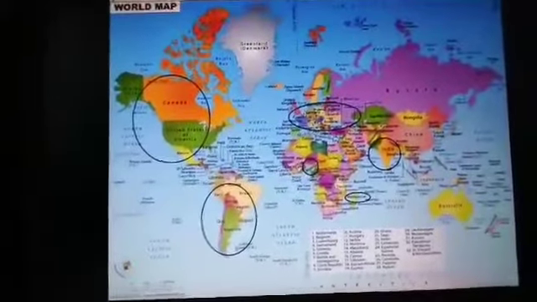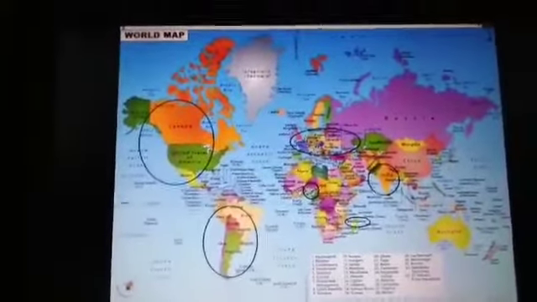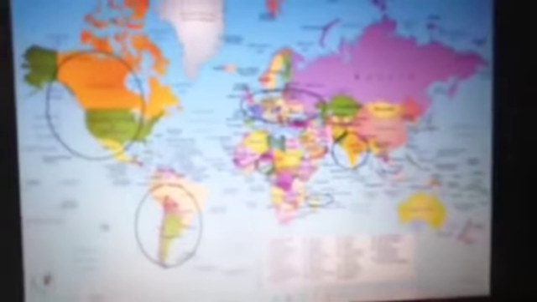Okay, this is a world map since our lesson is about the various kinds of plants that we can get from different places all over the world. So I thought a world map would be of a great help. I hope it's clear. Okay, so today we're going to talk about North America, South America, Madagascar, Asia, Europe, India, and Nigeria.